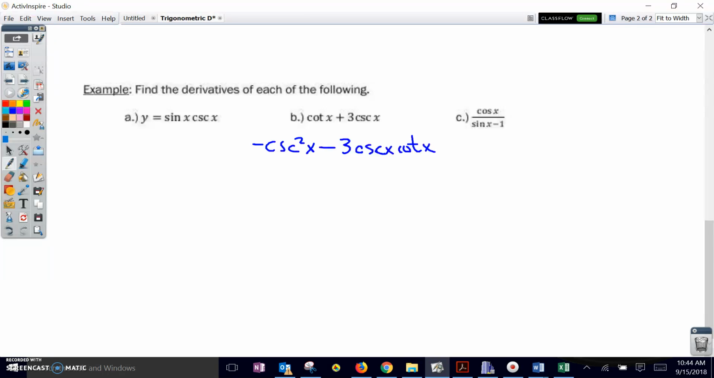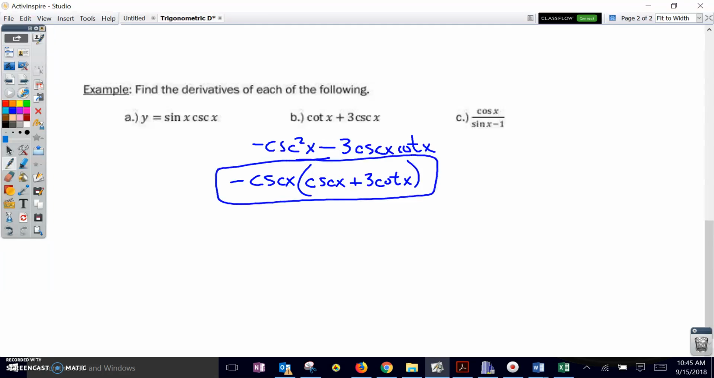And now I'm going to go ahead and factor out a negative cosecant of x, and this turns into negative cosecant of x times the quantity cosecant of x plus 3 cotangent of x. And that's going to be our derivative in part B.